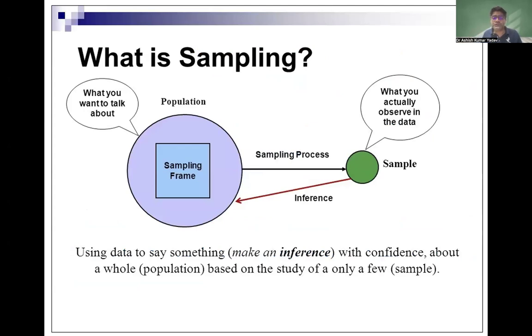So this is, you can see the square box. This is the population. Within the population, we are not interested in studying the entire population. We have chosen a sampling frame, and from this sampling frame, we are choosing a small subset represented by the green image. That is our sample, and the process with which we are choosing it is called the sampling process. Based on the small sample, we are making inference about the population.